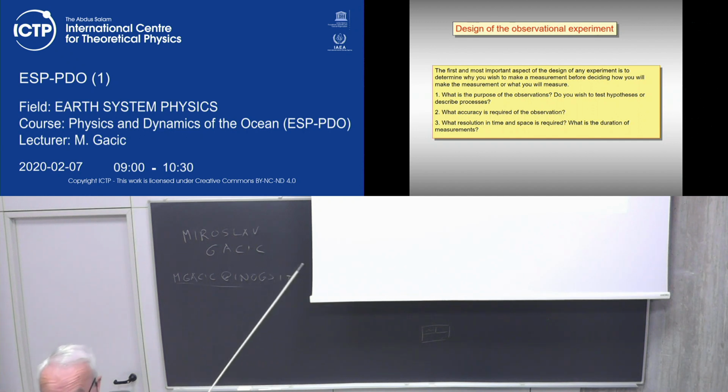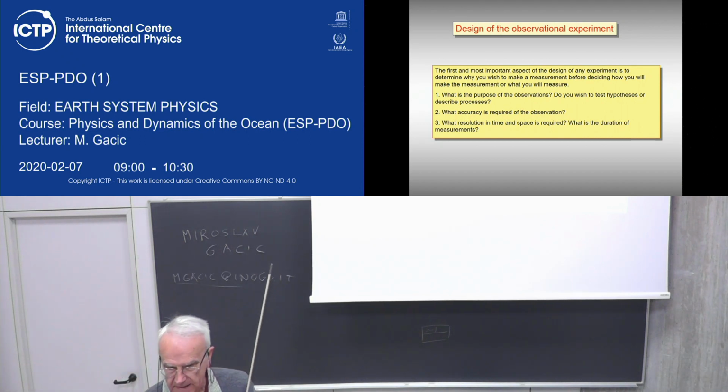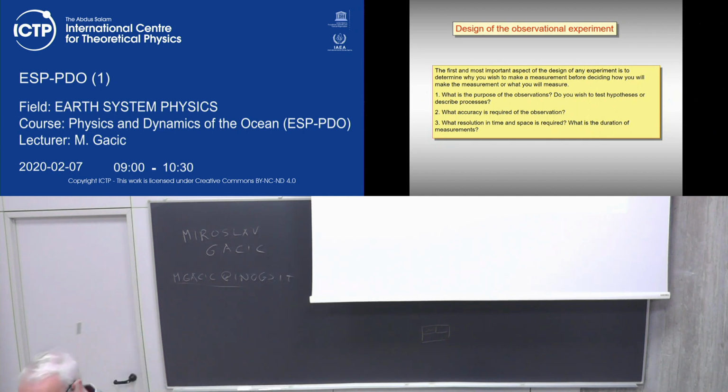What is the duration of the experiment? This is another very important thing. If I'm going to study tides in the ocean, you know that tides have a period of 12 or 24 hours. A major part of these processes are 12 or 24 hours. I cannot do measurements taking place for 5 hours. I wouldn't see any tide, right? I would just see the increasing or decreasing sea level as a part of the tidal forcing.